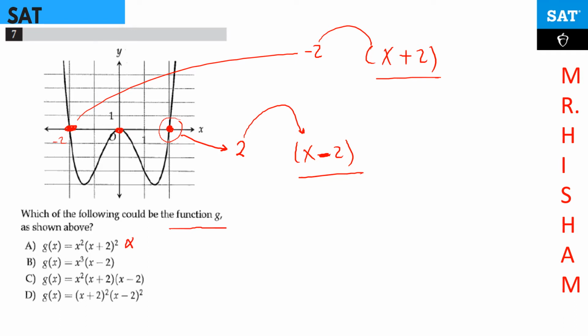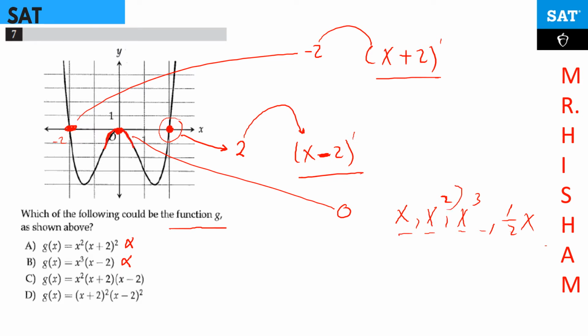So the answer is not A and the answer is not B because they don't have these two brackets. Notice that if you are intersecting the x-axis, the power is 1. But at the point 0, point 0 here could be x squared, could be x to the power of 3, could be half x. It's any term in terms of x. But since it's a turning point, it should be to the power of an even number, 2 or 4 or 6. So the right answer is C. Why? I have x squared and the two intersection points. Why is it not D? Because I don't have the intersection point with the x-axis. So the right answer is C.